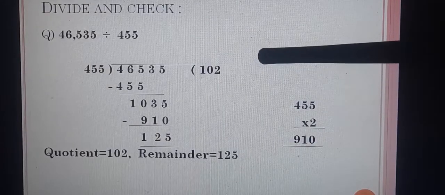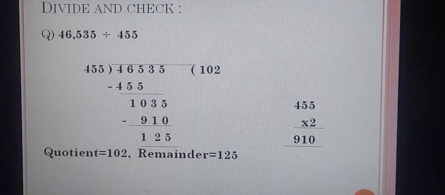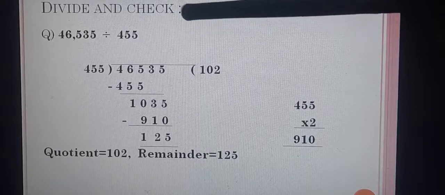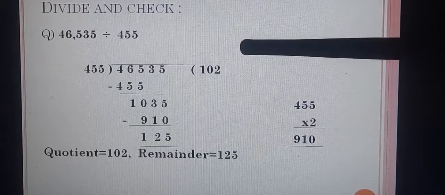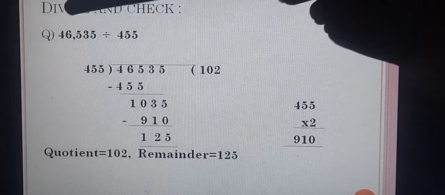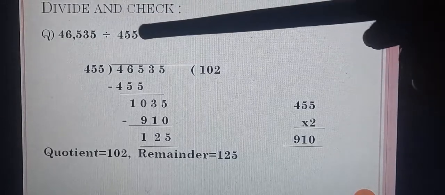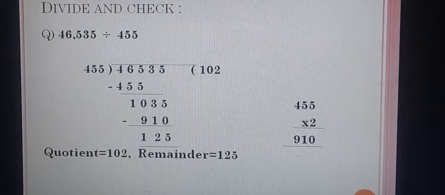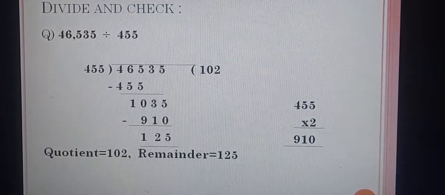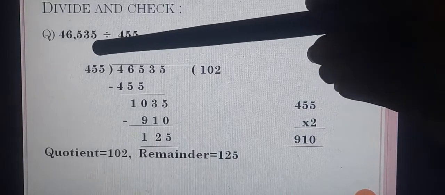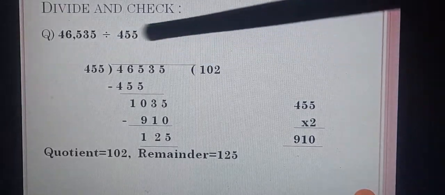Now let's do next practice question, one we have done previously. Divide and check. You know that checking formula, dividend is equal to divisor multiply quotient plus remainder. Now question is here, 46,535 divided by 455. So we have to divide and check our answer. So 46,535 is dividend, 455 is divisor.